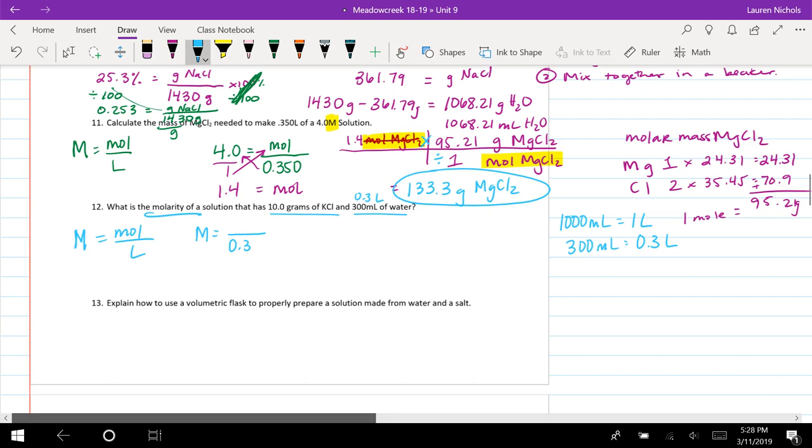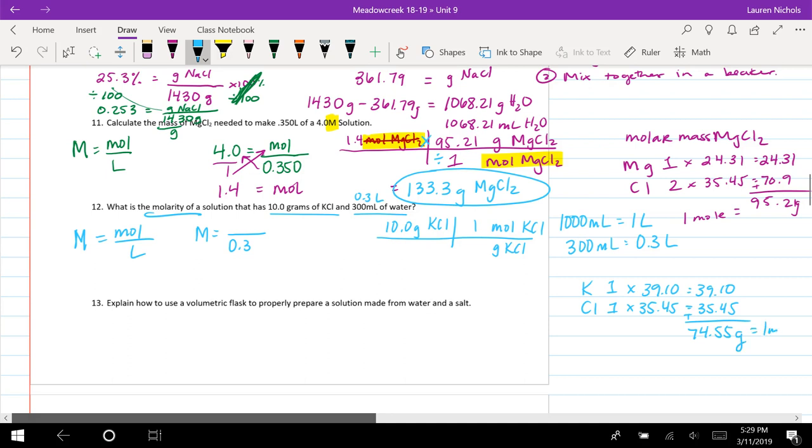So first thing we're going to have to do is our T-chart. Instead of doing the T-chart last, this time I'm doing it first because I have grams. So 10 grams of KCl, and we're going to put grams of KCl at the bottom in order for our pattern to repeat, and our 1 mole of KCl on the top. For our molar mass of KCl, we have one potassium and one chlorine. We remember that chlorine is 35.45, potassium is 39.10, and so they both stay the same. When I add them together, 39.10 plus 35.45 gives us 74.55 grams, and that's equal to 1 mole.